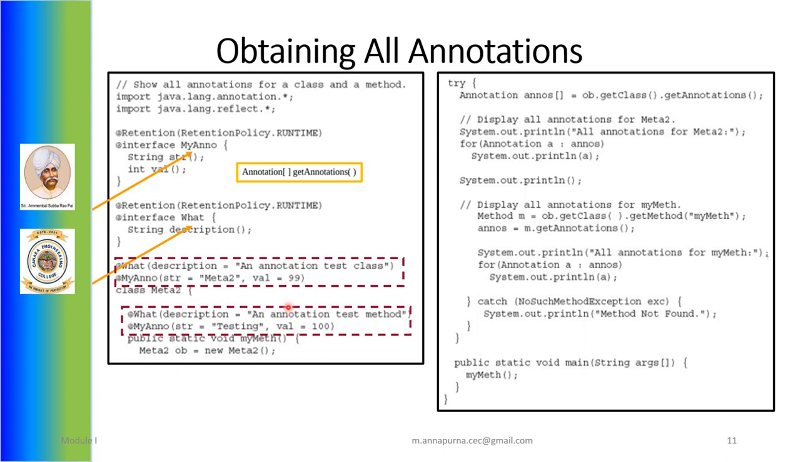This program uses the getAnnotations method to obtain an array of all annotations associated with the Meta2 class and with the myMeth method. The getAnnotations method returns an array of Annotation objects. Here we can recall that Annotation is a super interface of all annotation interfaces and that it overrides the toString method in Object. Thus, when a reference to an annotation is output, its toString method is called to generate a string that describes the annotation.